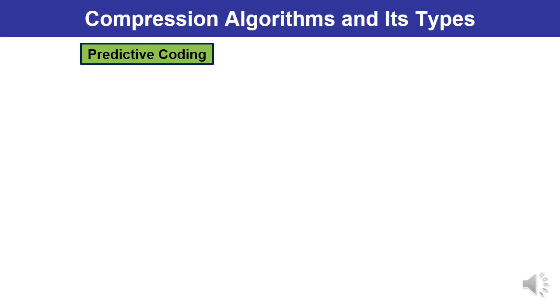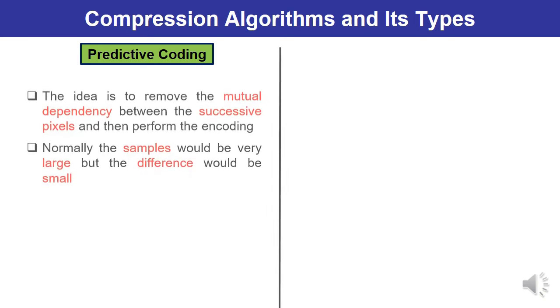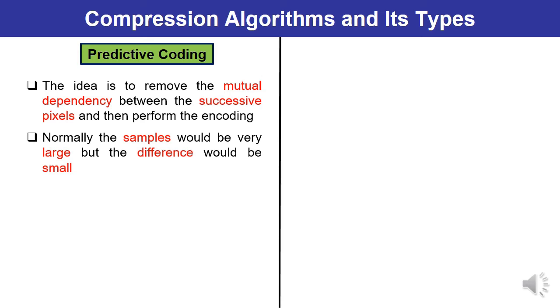Next is the predictive coding. What is predictive coding? The idea is to remove the mutual dependency between the successive pixels. Normally the samples would be very large, but if you take the difference between the samples, that will be relatively small. Let us take an example to discuss it in detail.